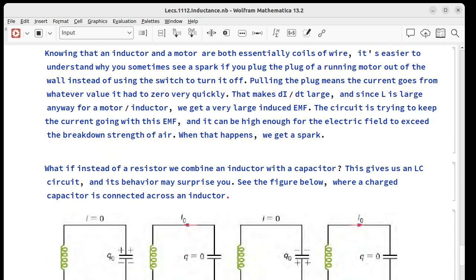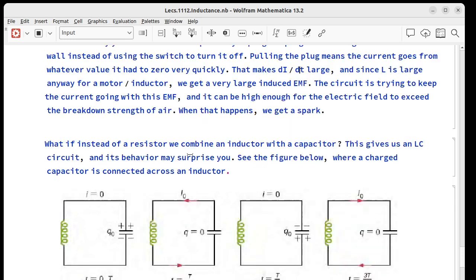Now, if we know that an inductor and a motor are both essentially just coils of wire, we can see why if you take something like a fan, which is just a motor, and yank the plug out of the wall while it's running, you might see a spark jump between the plug and the wall. That's because the current went from a few amps or whatever it was to 0 very quickly, however quickly you pulled the plug out. That means the change in I per time is very large, and since L is pretty big anyway for a motor, we're going to get a very large induced EMF, and it can be big enough to exceed the dielectric breakdown strength of air, and if that happens, we get a spark.